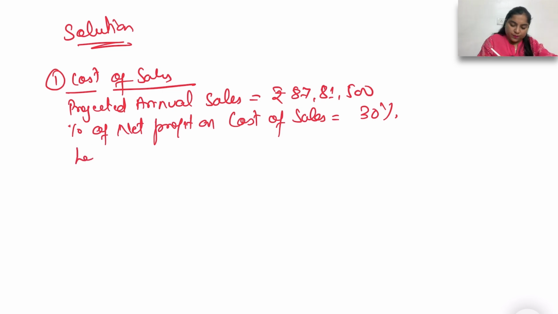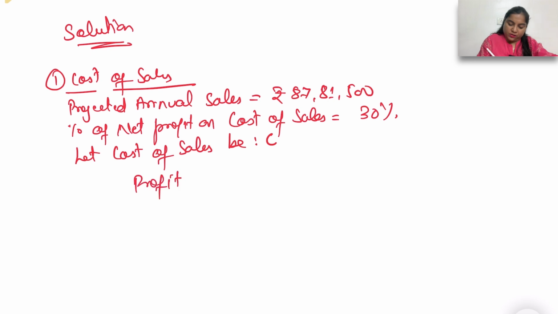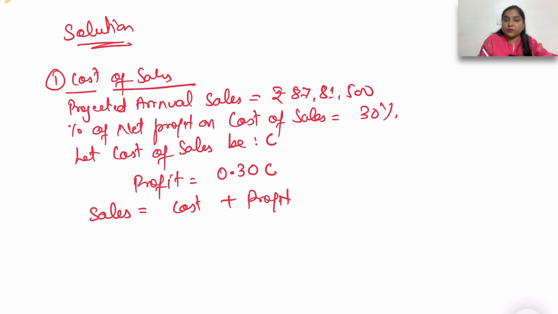So let cost of sales be C. I'm just assuming, you can assume anything. We have a 30% profit on cost of sale, so we can write 0.30 of C. So sales equals cost plus profit. Cost means cost of sales here. So we have 87 lakh 81,500. Cost of sale is C, profit is 0.3 C. Agree?